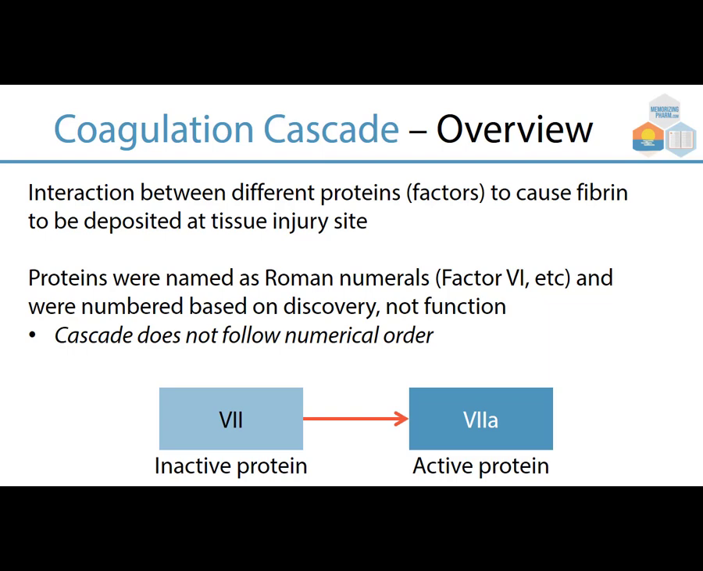And the proteins have been named a long time ago, and they were named as Roman numerals. So factor VI is factor 6, and so forth. And they were numbered based on the discovery, not their function. So the cascade doesn't follow a numerical order, if you're wondering why it doesn't go 1, 2, 3 or something like that. And what we're doing is going from an inactive protein to an active protein, and we represent this by VII, so inactive protein 7 becomes active protein 7A.